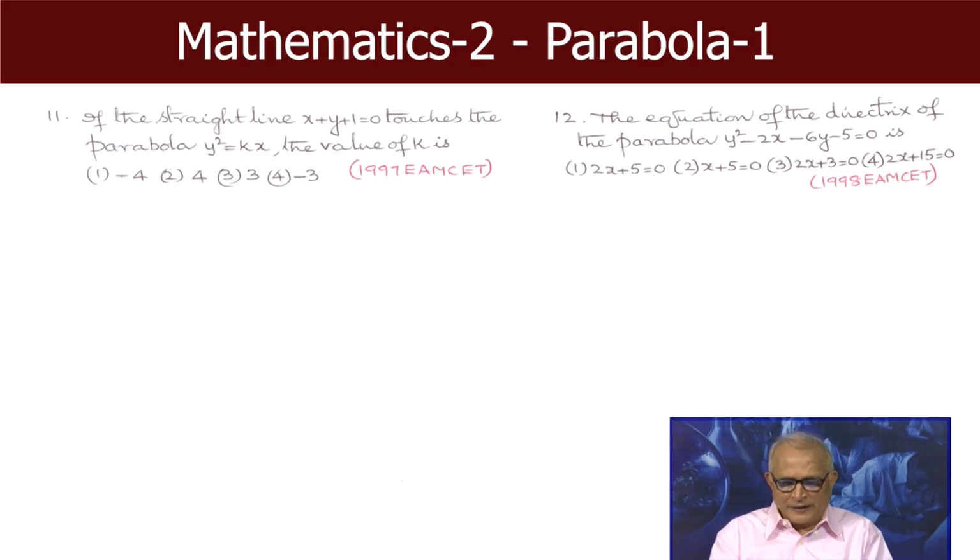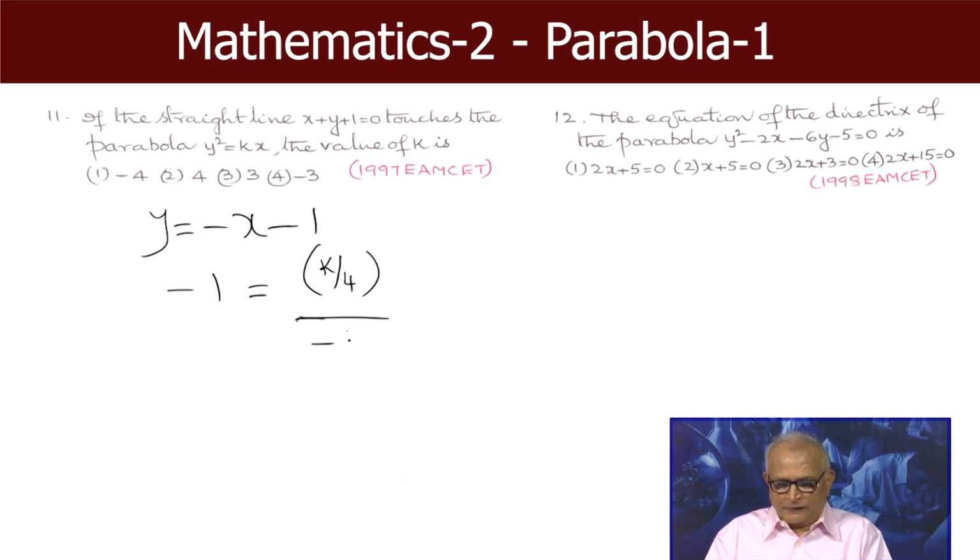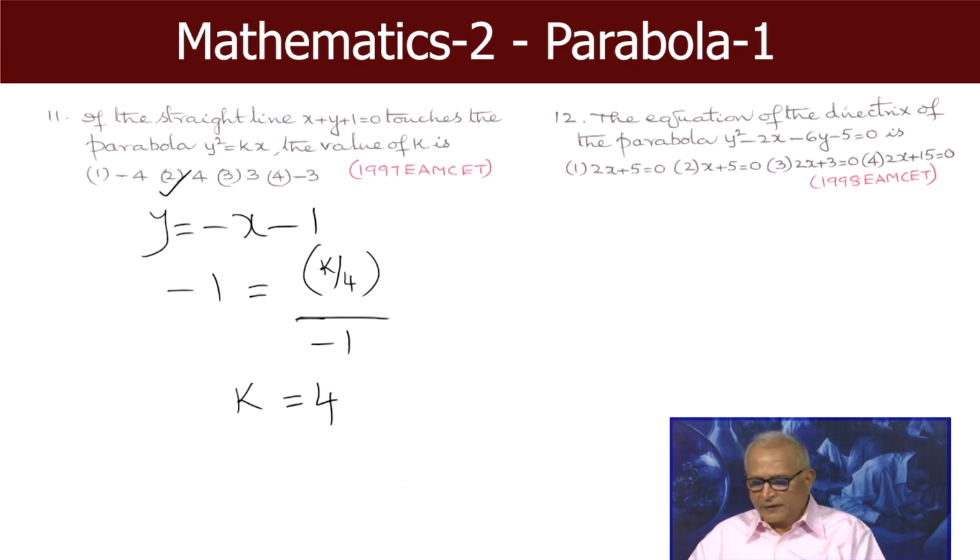So y equal to minus x minus 1 here in the slope form. So it is the tangent to the parabola y square equal to kx if and only if c minus 1 equal to a, k by 4, by m minus 1. That gives k equal to 4. Well, a simple question. EAPCET questions are easy.